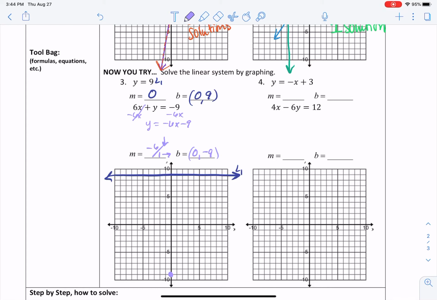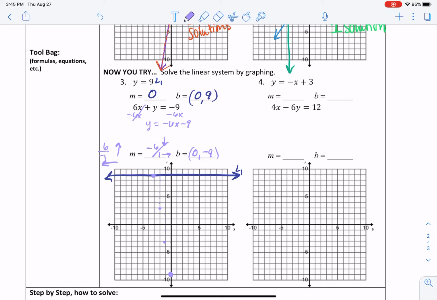But if I go up 6 and left 1, isn't that the same thing? 6 over negative 1 is the same thing as negative 6 over 1 because of signs. So then I can count up 6, 1, 2, 3, 4, 5, 6 over 1, and repeat it.